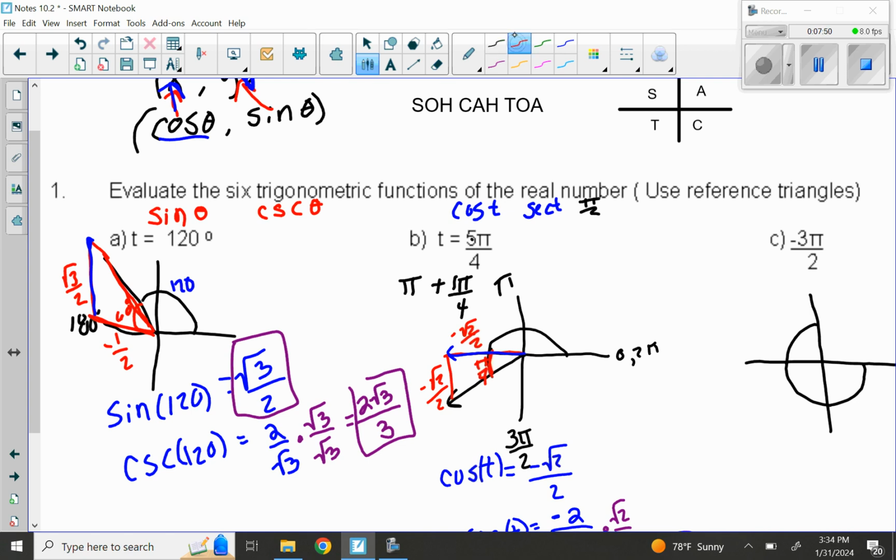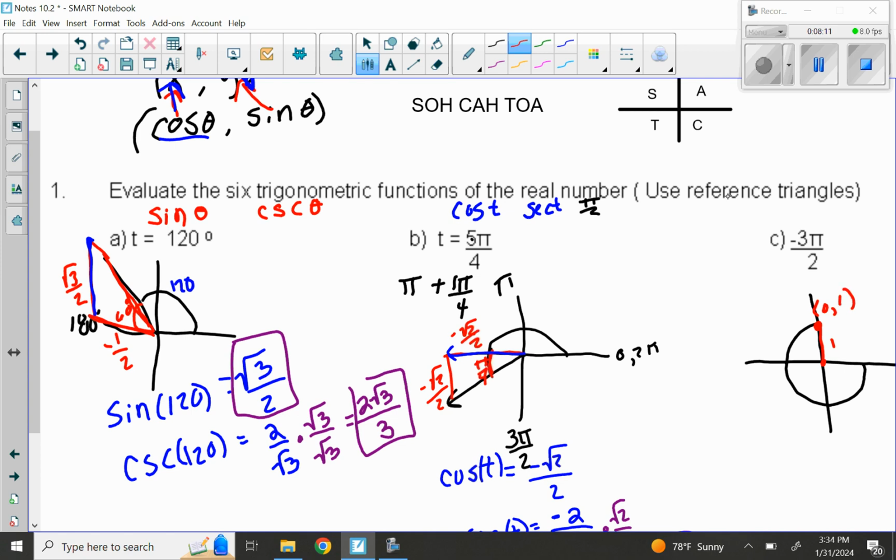Well, let's think about it. The unit circle has a radius of 1. So from here to here, that is 1. So that ordered pair would be 0 in our x, 1 in our y.